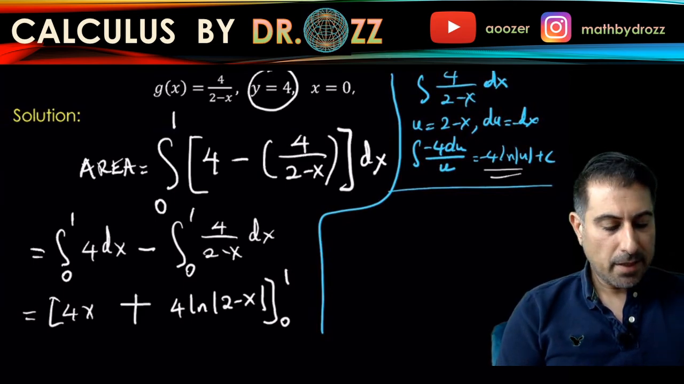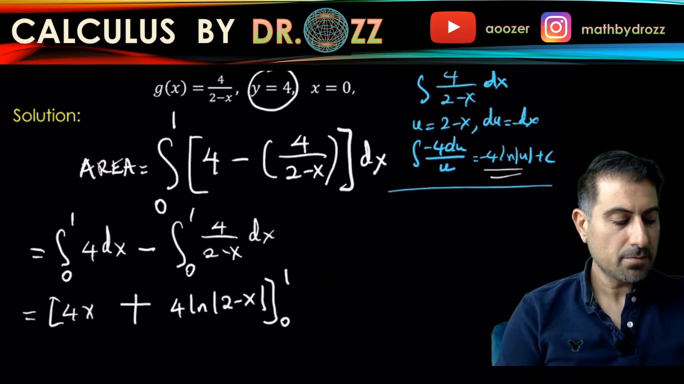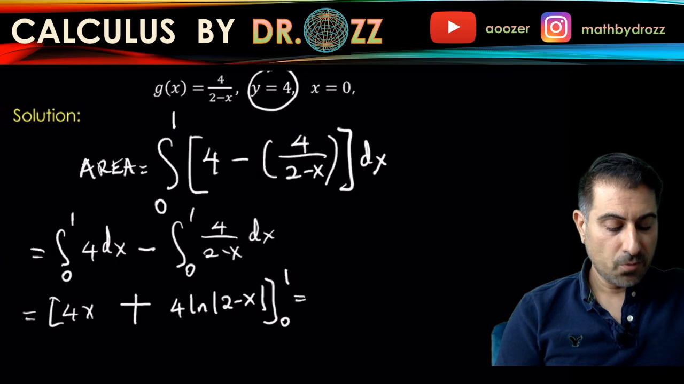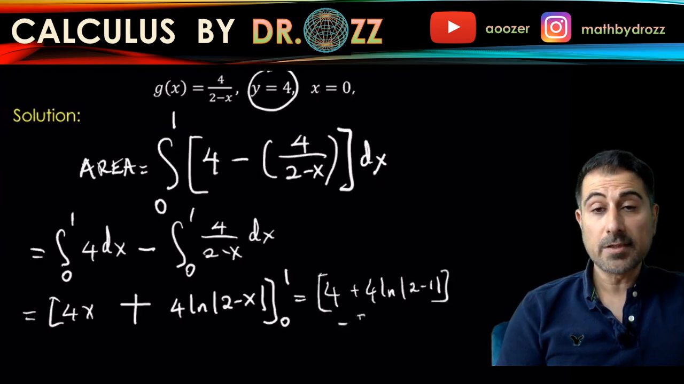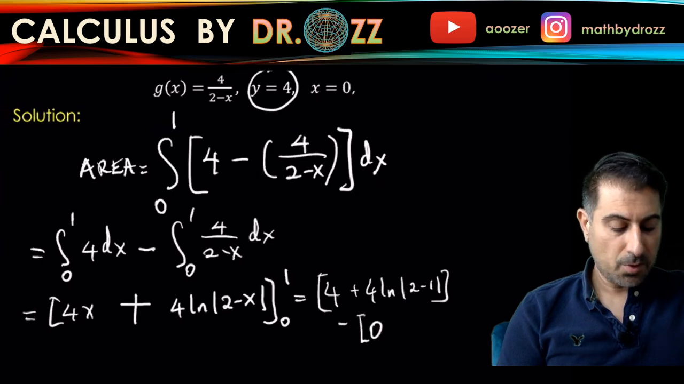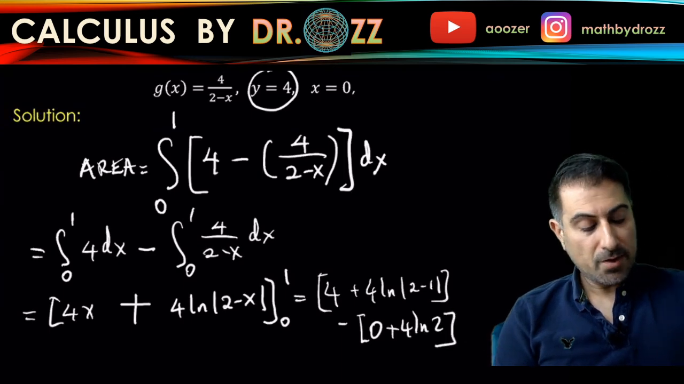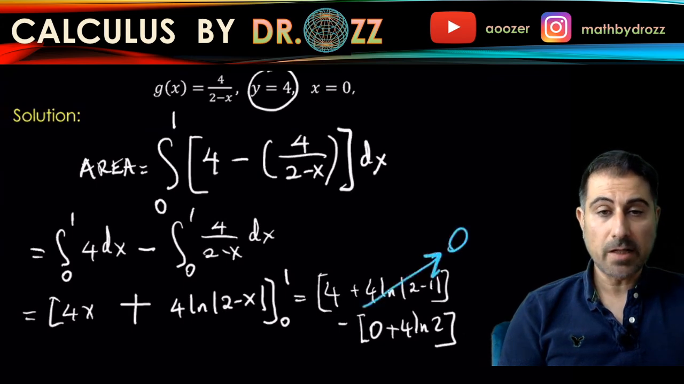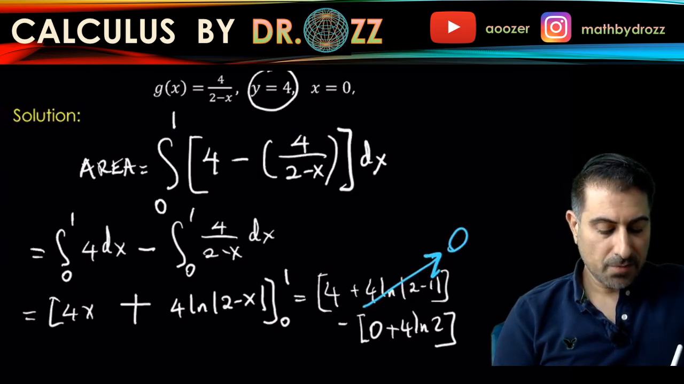So I'm going to plug in the limits, and in fact, I'm done with this calculation, so I can get rid of that all the way. There we go. Let's plug in 1. 4 plus 4 ln 2 minus 1. Minus, I'm going to plug in 0. 4 times 0 is 0, plus 4 ln 2. This is ln 1, right? Ln of absolute value of 2 minus 1 is ln 1, which is 0. Okay. So now I'm down to 4 minus 4 ln 2.